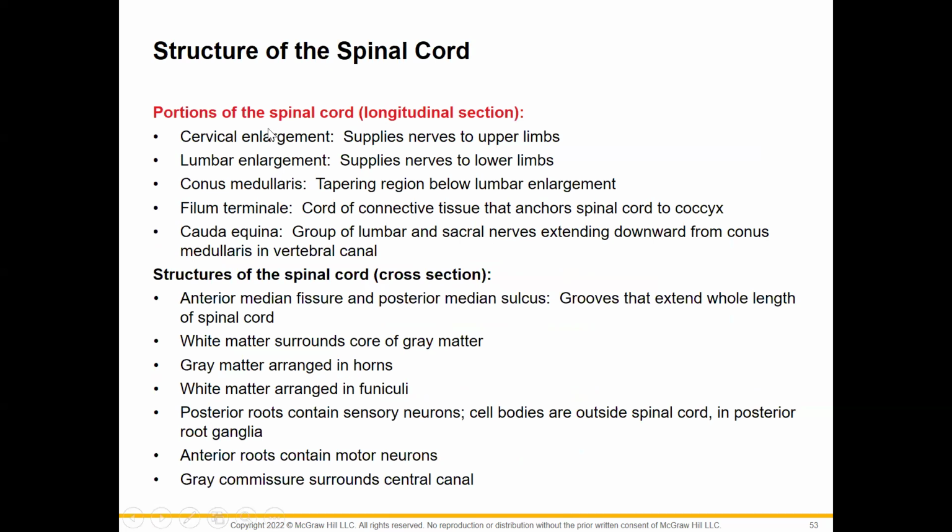So let's talk about the portions of the spinal cord. When you do a longitudinal section, you have the cervical and lumbar enlargements. When you look at the spinal cord, you'll notice there's a bulge at the cervical area and a bulge at the lumbar area. These are the nerves that supply the upper and lower limbs respectively.